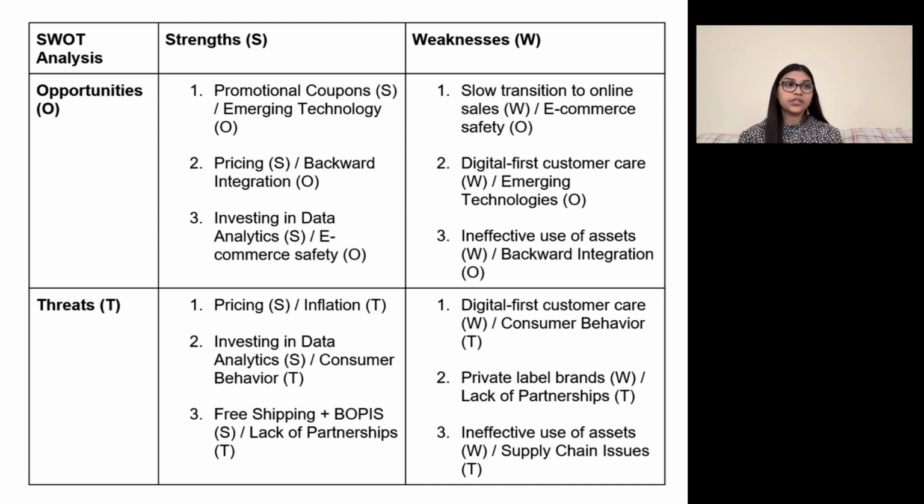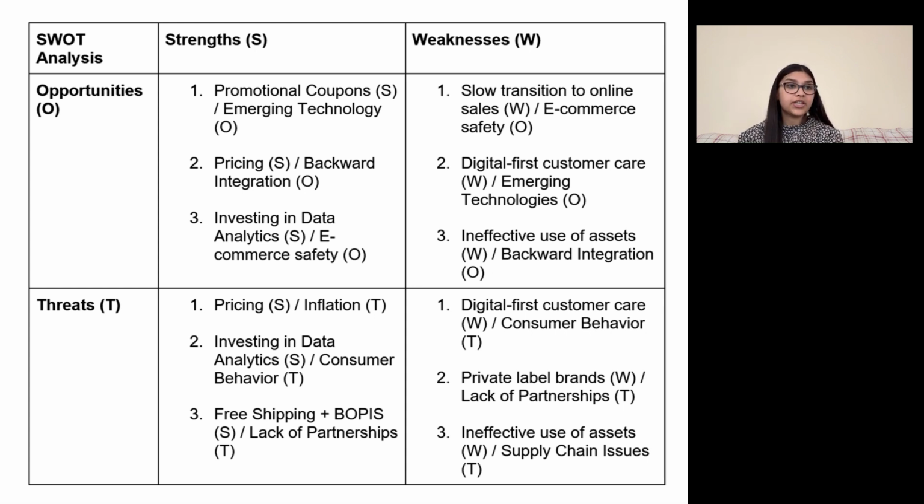Our second strategy in our strengths/opportunities quadrant is the strength of the company's pricing and using it to integrate backwards. Our last strategy here is our strength of investing in data analytics and combining it with e-commerce safety. Our second quadrant shows how we take our weaknesses and use them to take advantage of an opportunity.